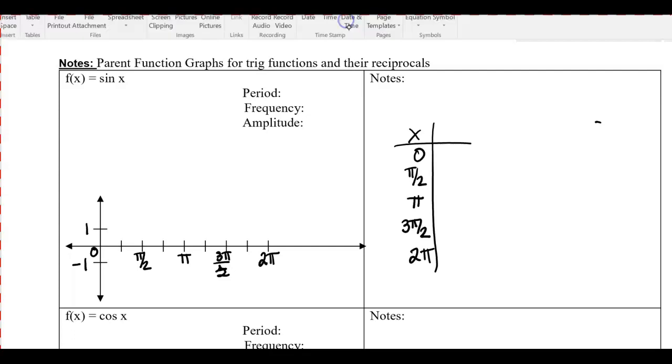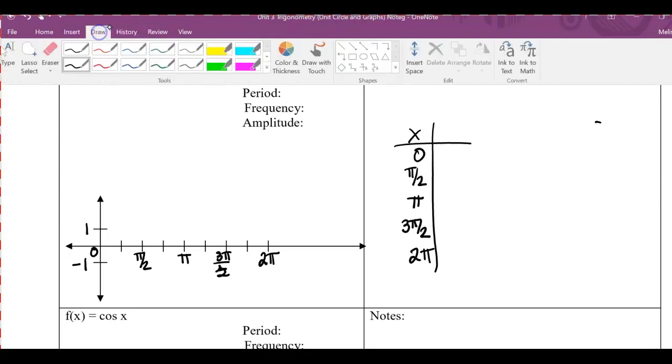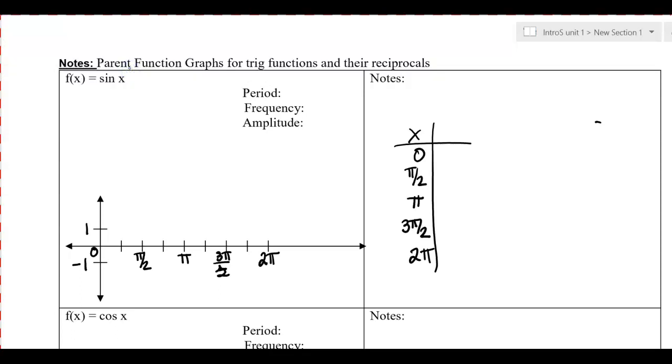Now remember, if you were building the parent function on a test and you couldn't remember what values you wanted, you could use your unit circle because you'll have that with you. If you go to an angle of 0, what is the sine at 0? That's going to give you the y-coordinate for our graph. So the sine at 0 is 0. At pi over 2, it was 1. Then it went back to 0, then -1, and then 0.